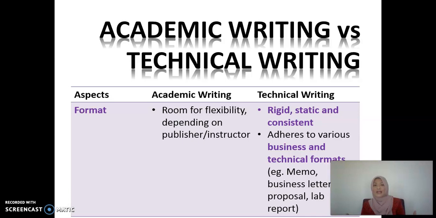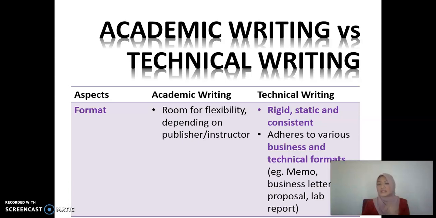How about the format? Academic writing allows room for flexibility. It depends on the publisher. If, let's say, you want to publish your work, normally the publisher will decide or will let you know what the format is. Or if you want to submit your assignment, your instructor will let you know what the format of your assignment is.